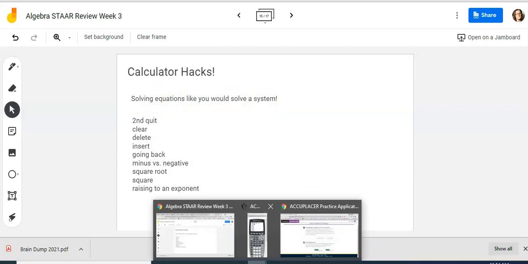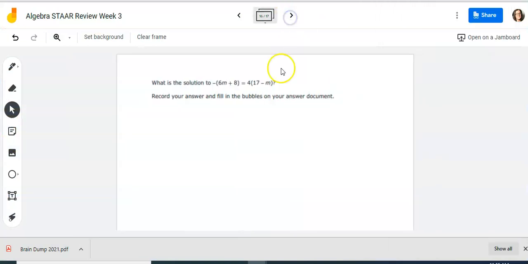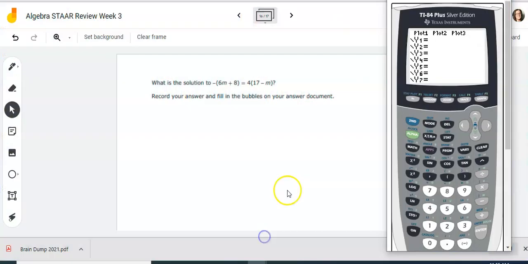So let me pull up this 84 calculator, and I'm going to slide over to this problem. This was on the 2019 test. So this is an equation. They expect you to distribute that negative, that's like a -1, distribute, and then solve. Start solving it. And this is a bubble problem, so they're wanting you to be able to write the answer in.